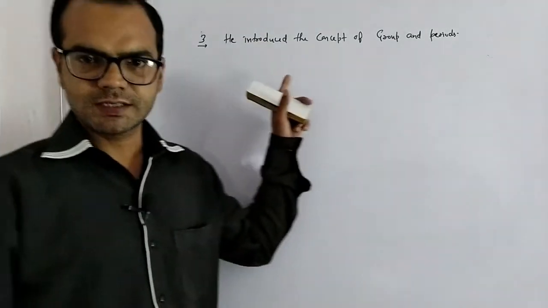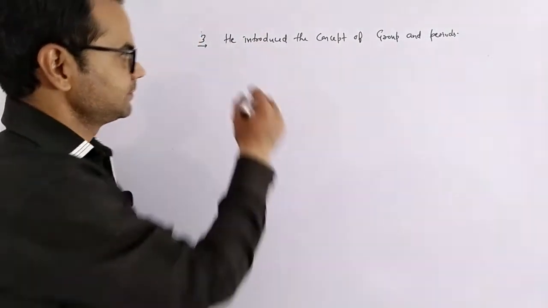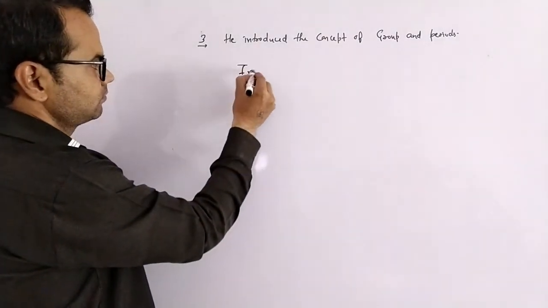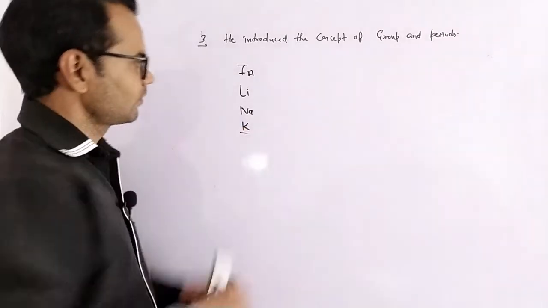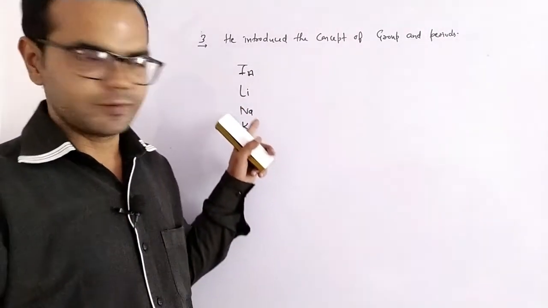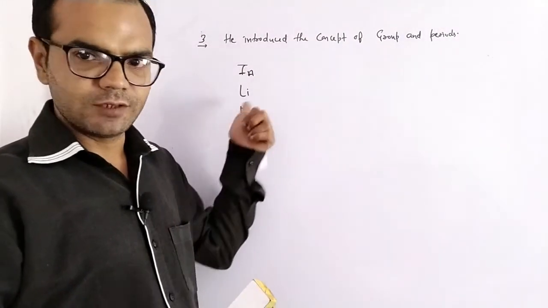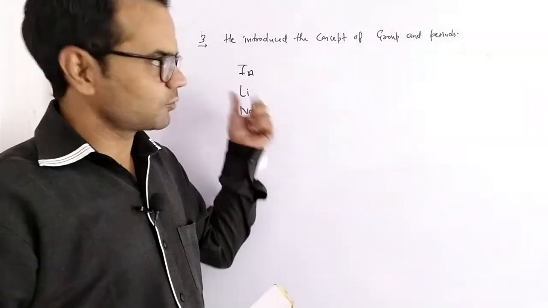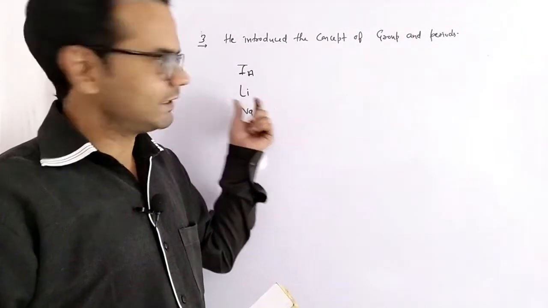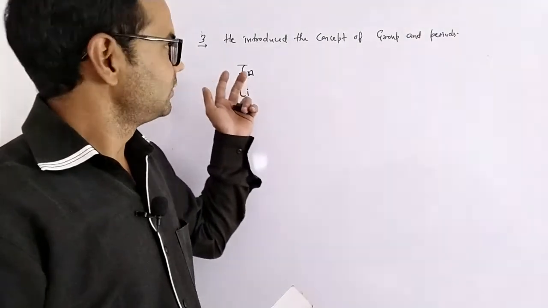He introduced the concept of a group and period. For example, elements like lithium, sodium, potassium were placed in the first A group and they possess all similar properties. All are alkali metals, all form monovalent cations, all are highly reactive. So the study of elements becomes quite easier. That was again an achievement of Mendeleev.